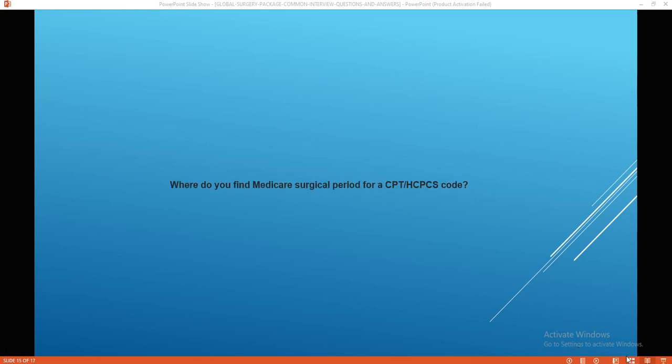Next question, where do you find the Medicare surgical period for a CPT or HCPCS code? If you want to check the surgical period for any CPT or HCPCS code, you need to check the National Physician Fee Schedule Relative Value file, which is available on the CMS website. Using this file, you can search the CPT code and its surgical period.